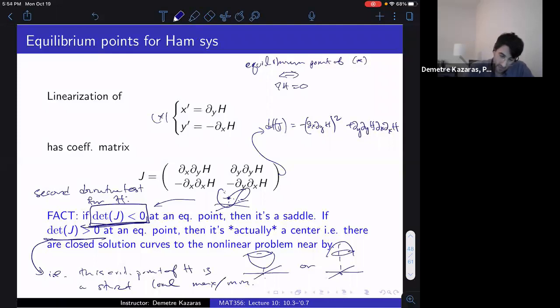On the other hand, what happens if you have an actual strict maximum or minimum for H? You know, when you're in the situation where the determinant of J is positive. Well, then you have a genuine cup or cap-like shape. And what you can say is, well, there will be closed level sets.